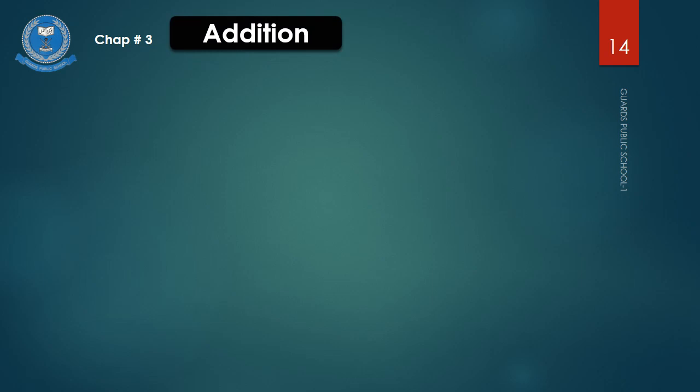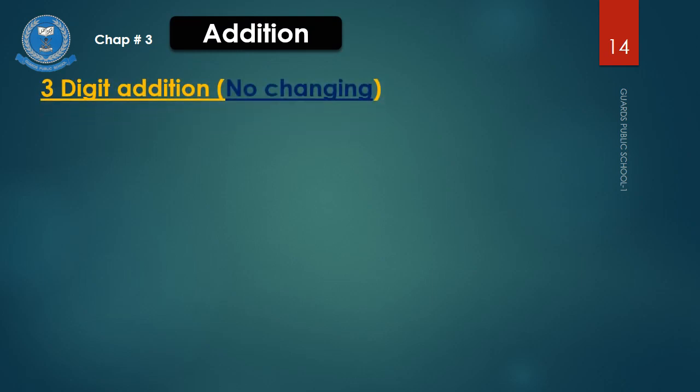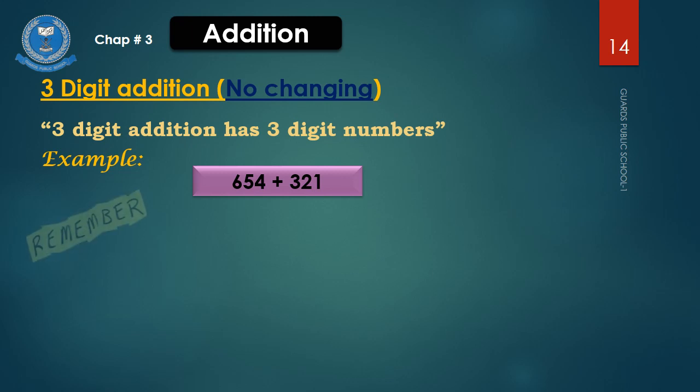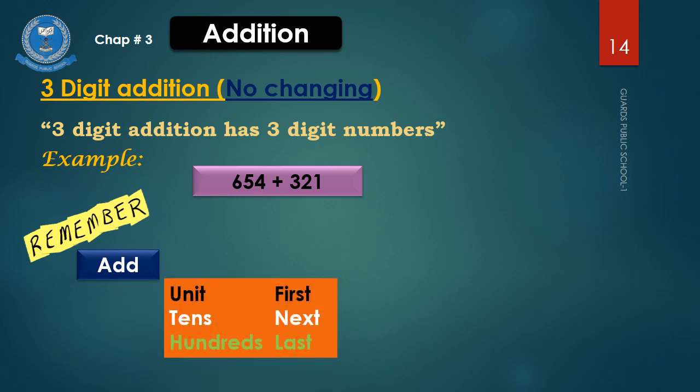Now let's move to our next topic, 3-digit addition with no changing. As we all know, 3-digit addition has 3-digit numbers. Let's take the first example of 3-digit numbers like 654 and 321. But before adding this, remember students, add units first, tens next, hundreds last. Come on students, let's add together.